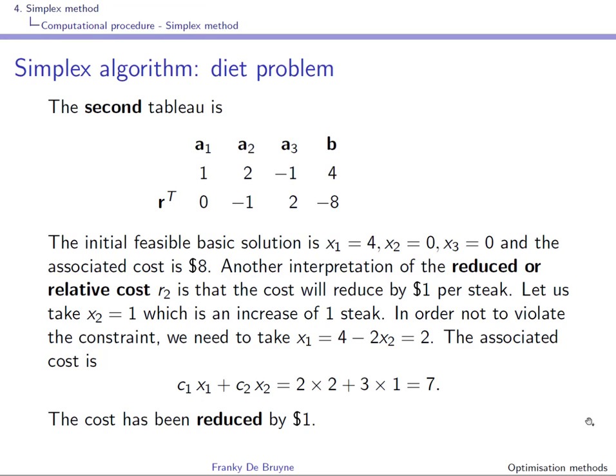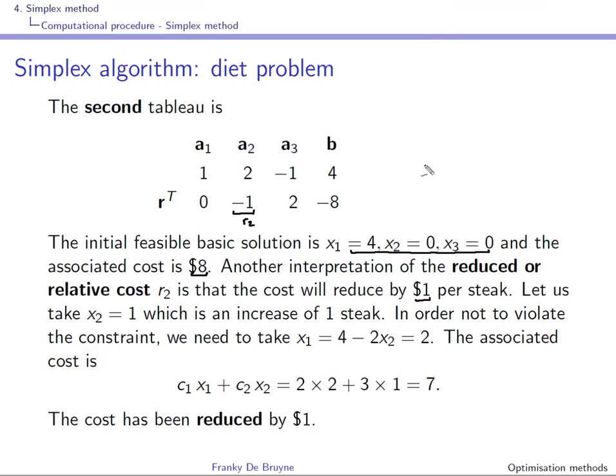So this is our second tableau. Here we have the initial feasible solution. We see that the associated cost is indeed 8, because this is the opposite of the cost, and indeed the reduced or relative cost is R2 here. The interpretation is that the cost will be decreased by 1, in this case dollar, per unit that we bring into the solution. Let us illustrate this.